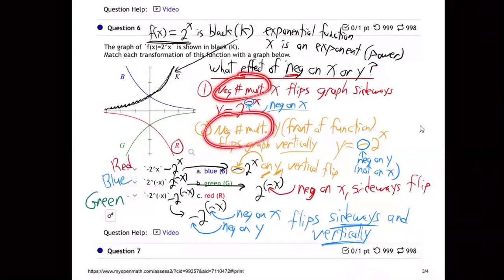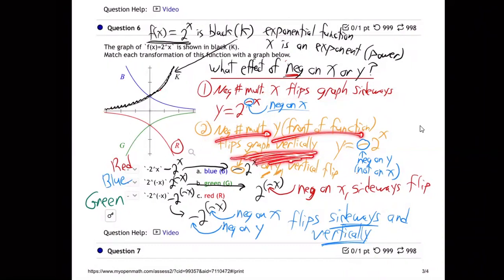A negative is multiplied. So when you multiply by a negative number on x, it flips it sideways. If you multiply by a negative number on y in front of the function, it flips it vertically. If you do both, it flips it both sideways and vertically, like we saw on this one. So multiplying by a negative number, multiplying, not adding, subtracting. Adding, subtracting moves graphs. Multiplying by -1 flips graphs. That's what we're seeing.